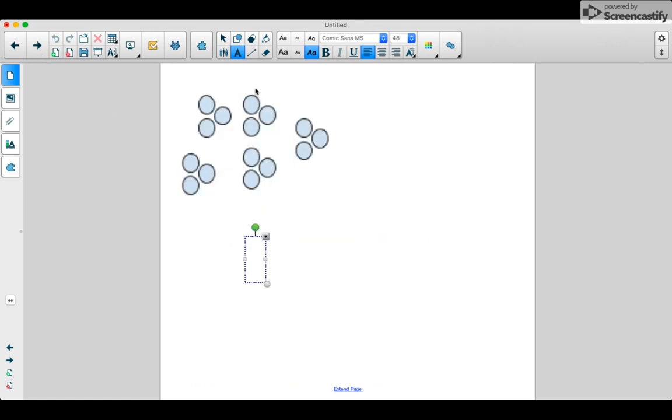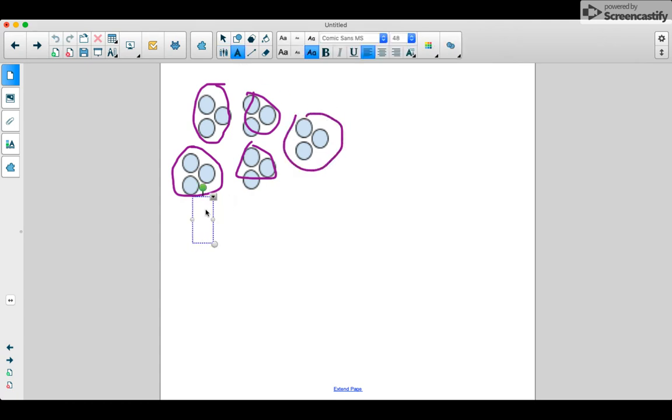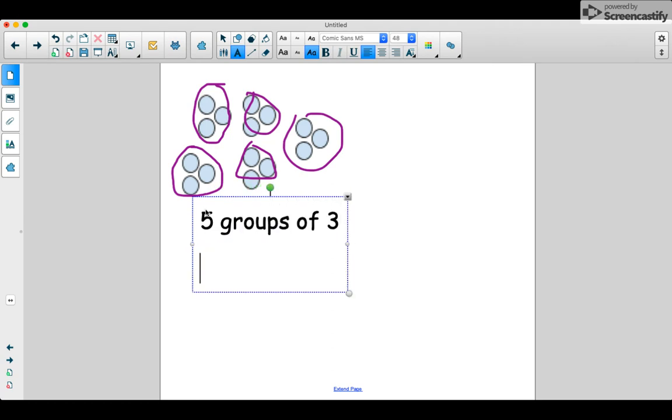When we look at this visual, again, we're looking for groups. So if you look closely, you can really see that these have been grouped. It's just a different way of showing multiplication. So it looks like there are groups of 3. And it looks like I see 1, 2, 3, 4, 5 groups. So in my head, I'm thinking I see 5 groups of 3, which would be 3 5 times.